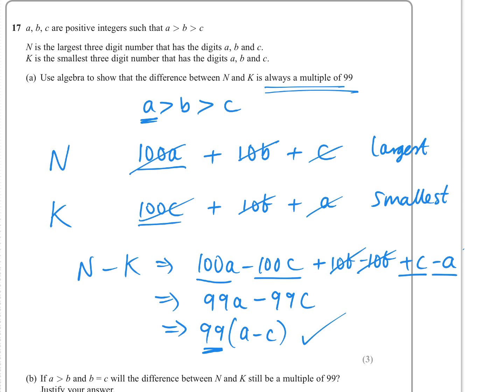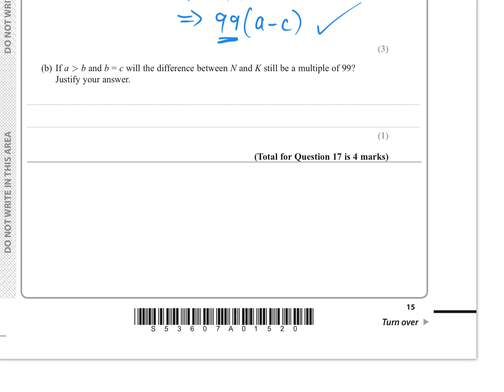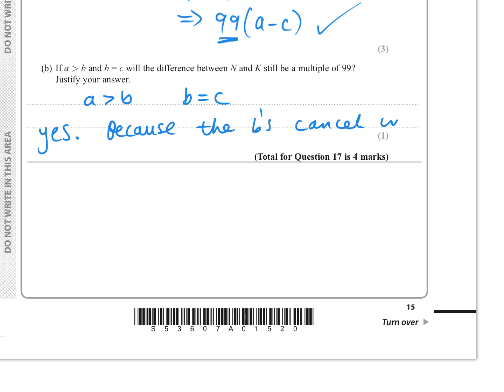Let's look at the next part. I think in part B, if A is still greater than B, even if B equals C, then when we come to find the difference, I would say the answer is yes, because, I should have a capital B there, because the B's cancel in the middle when you do the taking away.